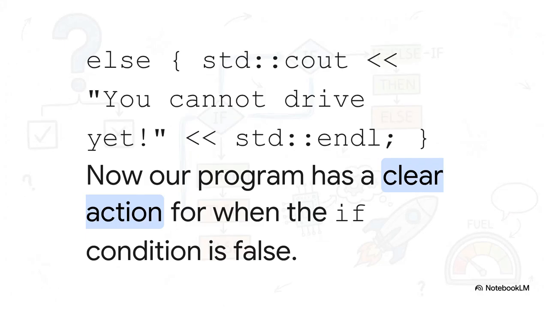So, by tacking on that else block to our driving age example, our little program just got a whole lot smarter. Now, when the age is 15, the first if part is false, so the program just hops right down to the else and does what's in there. In this case, printing, "you cannot drive yet." See? One question, but now we have two totally different, clearly defined outcomes.